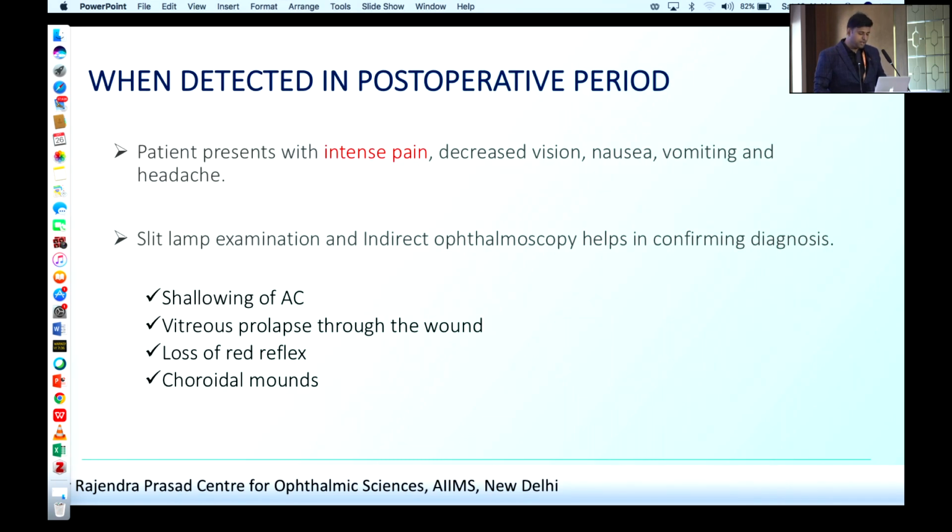suprachoroidal management should be left for a later date. When detected in post-operative period, patients present with intense pain, decreased vision, nausea, vomiting, and headache. Slit lamp examination will reveal a shallow AC. There might even be vitreous prolapse. Indirect ophthalmoscopic examination will reveal loss of red reflex with choroidal mounds.